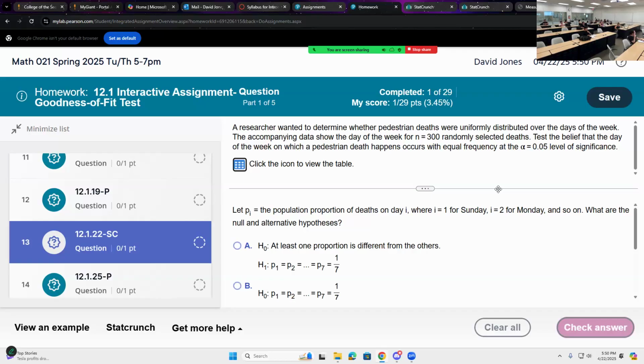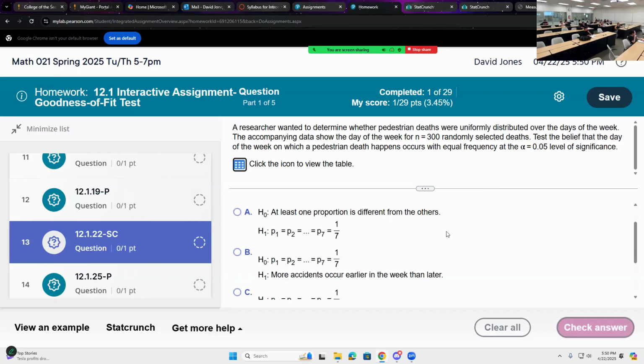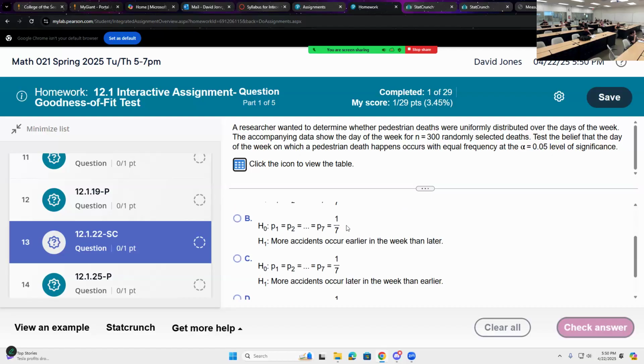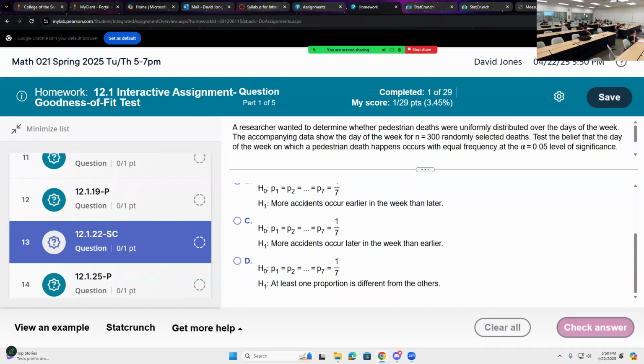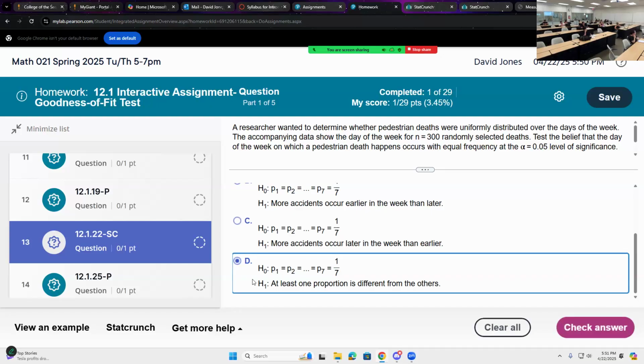So when we're doing our H naught, we want to go with the one that says the values are all equal, which B does, C does, and D does. And then like 3 of them say that, and then we gotta pick which one is correct here. And it's not more, they didn't say when more accidents occur or less, it's just whether or not one of them's different. So we're gonna go with D here. At least one proportion is different.